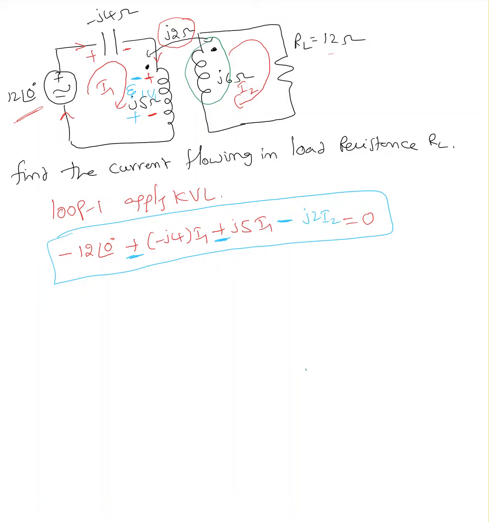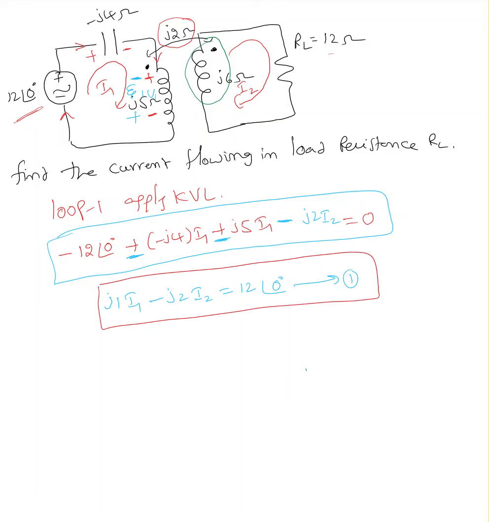If I simplify this, I will end up with minus J4 I1 plus J5 I1, which is J1 I1 minus J2 I2 equal to 12 at an angle of 0. This is my first equation after simplifying it. Now loop 2, apply KVL.